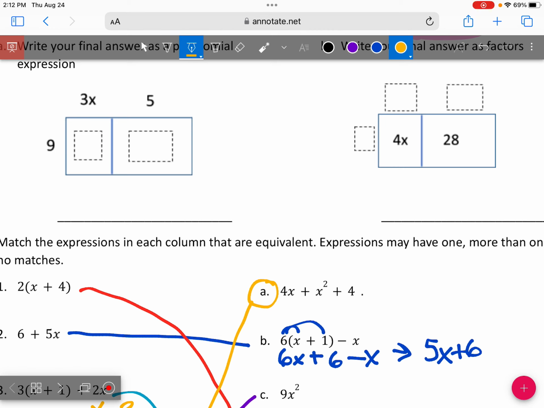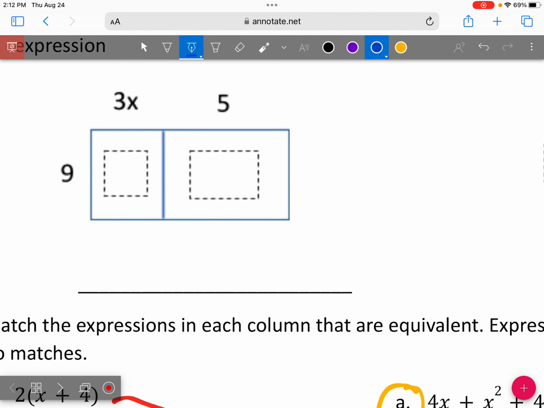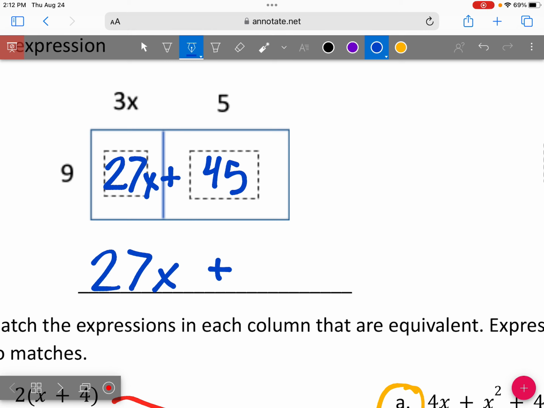Okay, so I'm gonna sit down because my handwriting sucks and my wrist hurts. All right, so when we are multiplying 9 times 3x, what do we get that goes in this box? 27x. What's gonna go in this box here? 9 times 5? 45. So when it says to write it as a sum, all we gotta do is add these guys together. 27x plus 45.